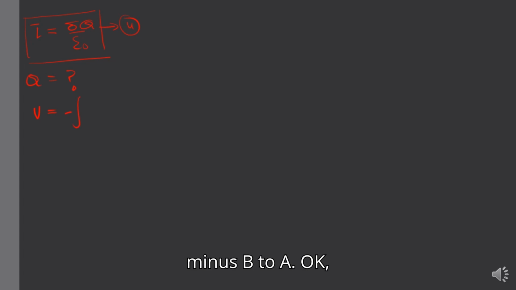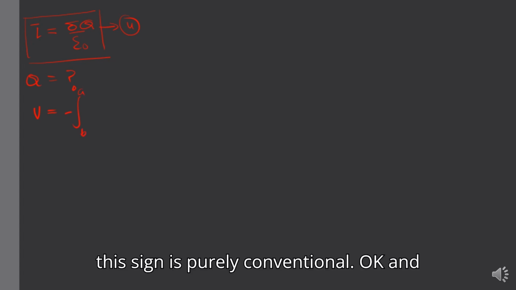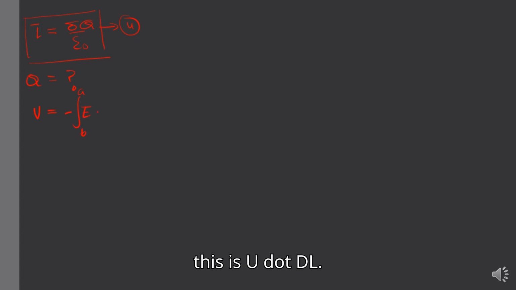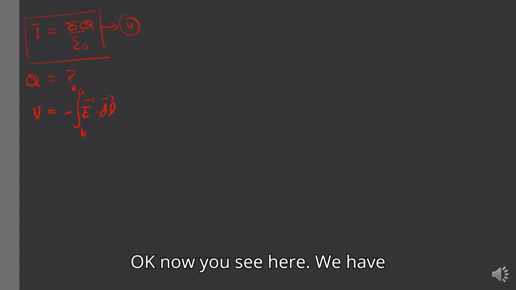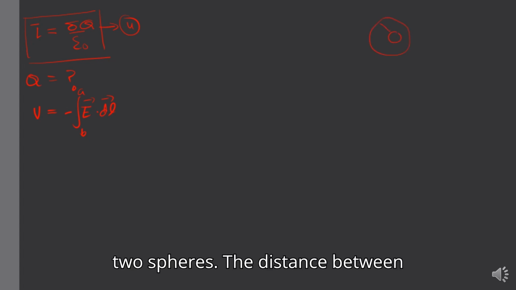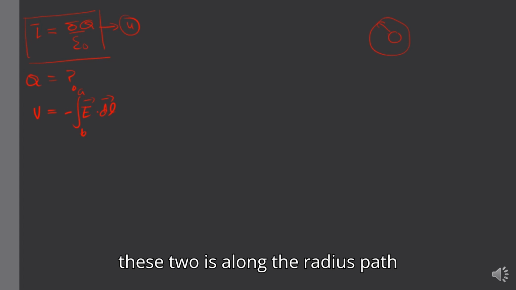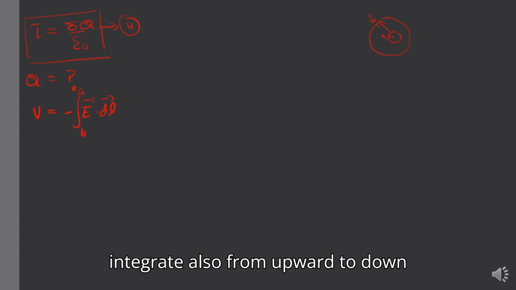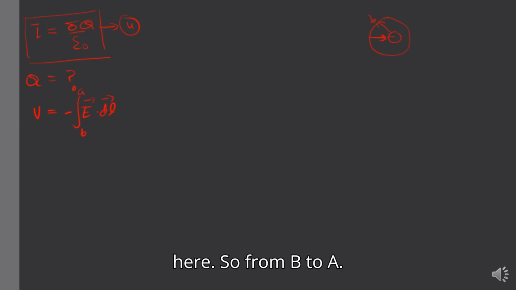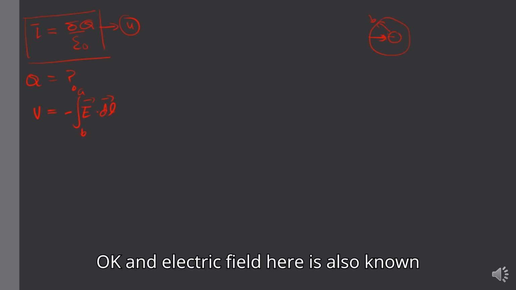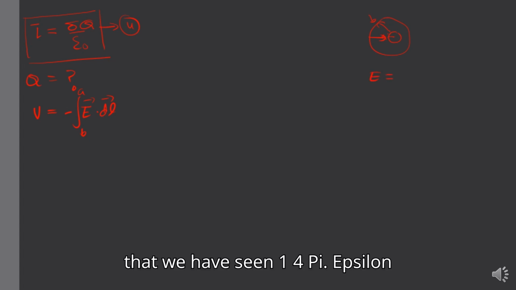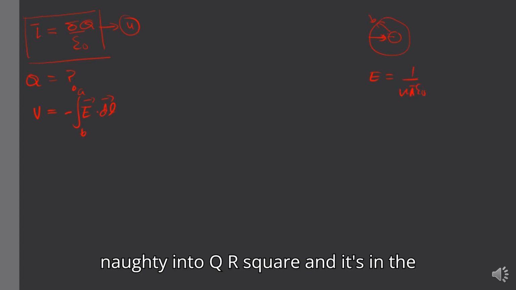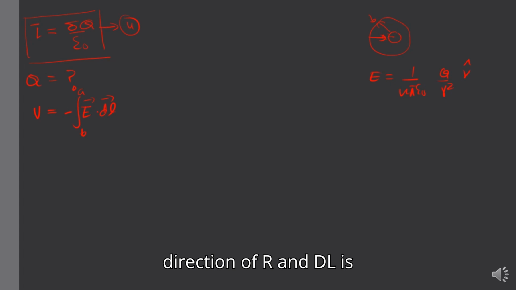So this is minus, B to A, and this sign is purely conventional, and this is E dot dl. Now you see here we have two spheres. The distance between these two is along the radius path from point A to B. This radius is A and this radius is B, so this is from A to B. And we integrate from upward to down here, so from B to A. And the electric field here is also known, that we have seen: 1 divided by 4 pi epsilon naught into q divided by r square, in the direction of r, and dl is dr in the direction of r.